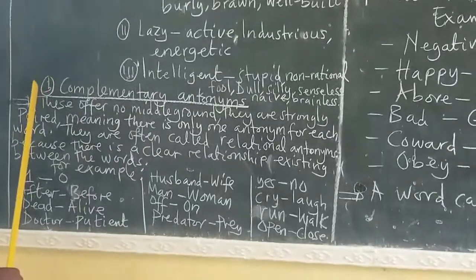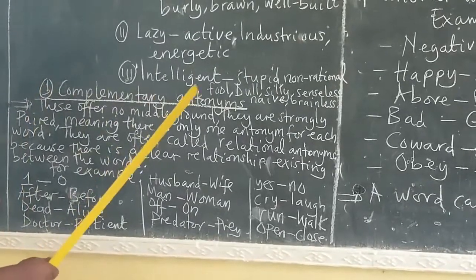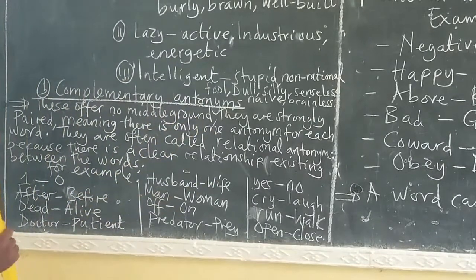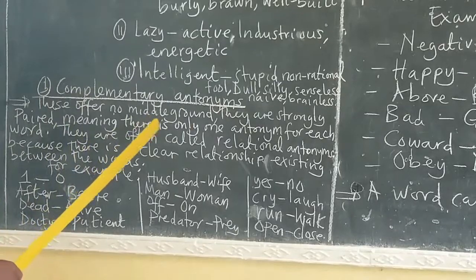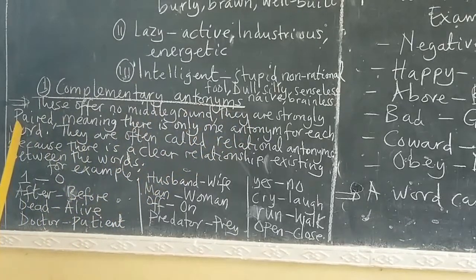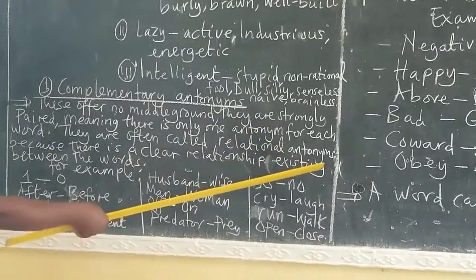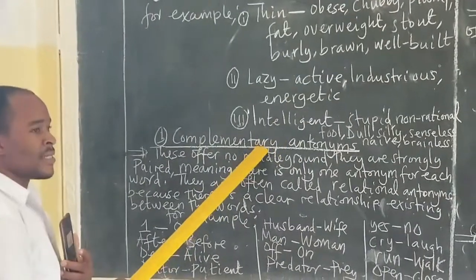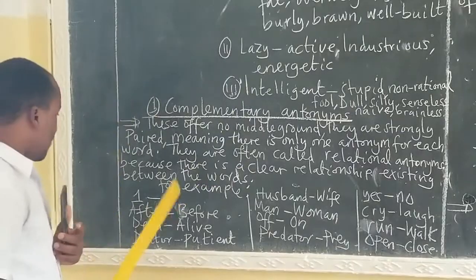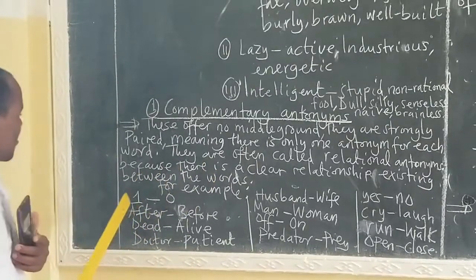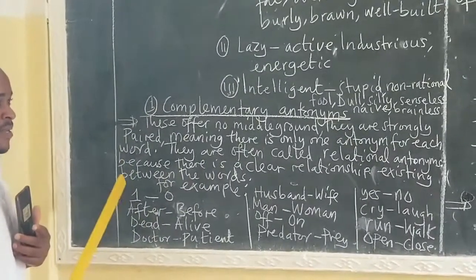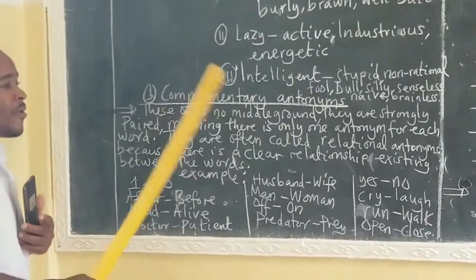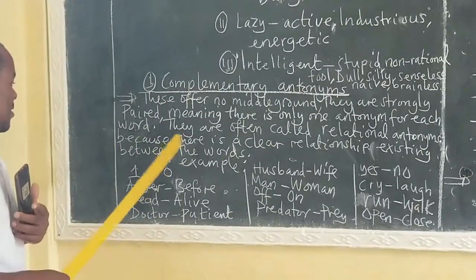Then we have the last one, which is complementary antonyms. Complementary antonyms, these offer no middle ground. They are strongly paired. It means that there is only one antonym for each word here. They are often called rational antonyms. So if you see rational antonyms, it is the same as saying complementary antonyms. For example, we have a number here, 1. We have number 1. Then the opposite of 1 is 0. So you see that they are related.